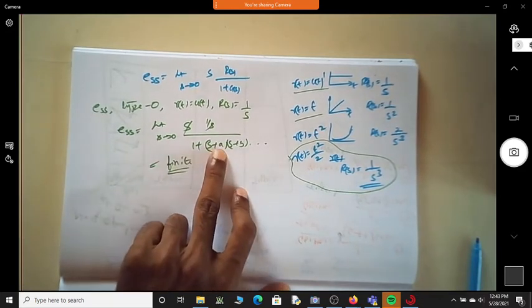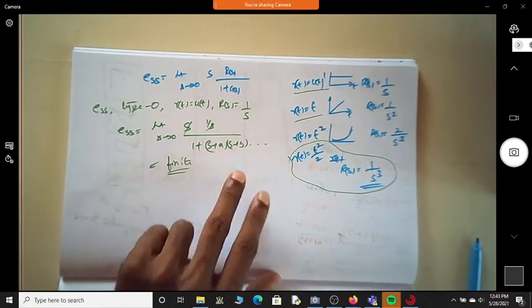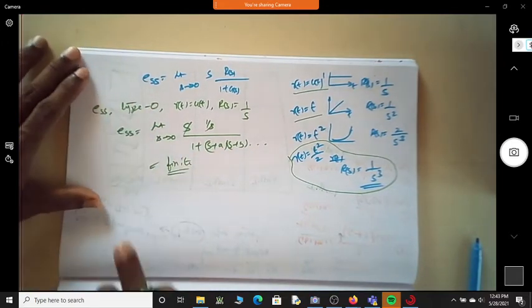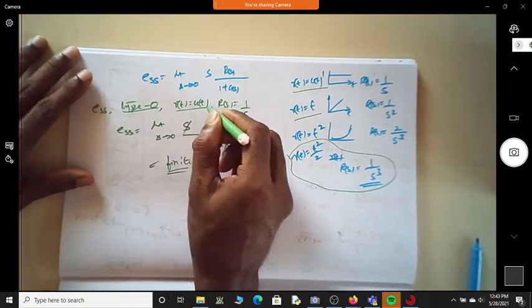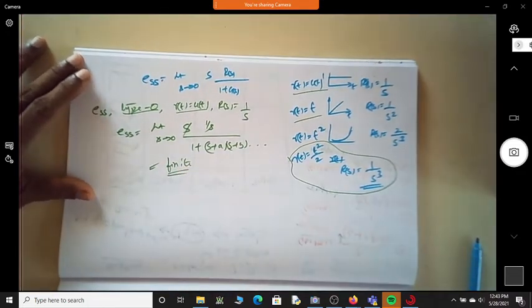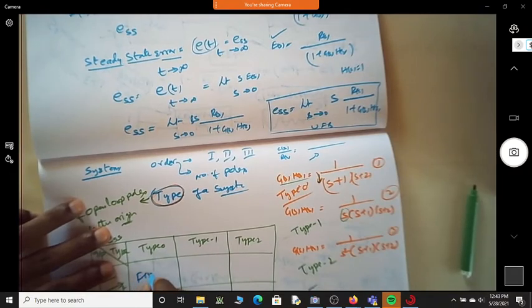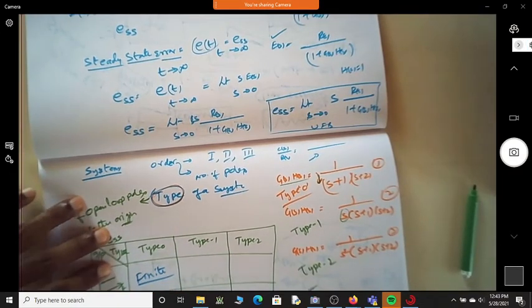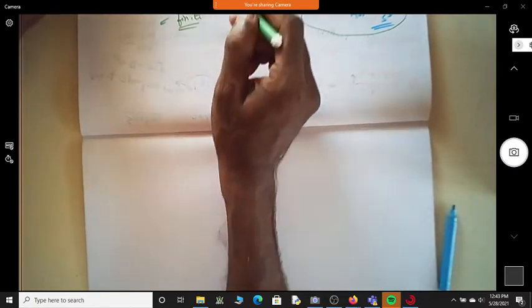Because this will be neither 0 nor infinite, but it will be finite. Of course, assume that this is 1, 2, will you end up with 1 plus 2, which is a finite number? Yes, sir. So now, for a type 0 system, if the input is step input, shall I say it will end up with a finite error? Yes, sir. So shall I fill this table with finite as the value? Yes, sir. So we are done with ESS of type 0 system with step input.